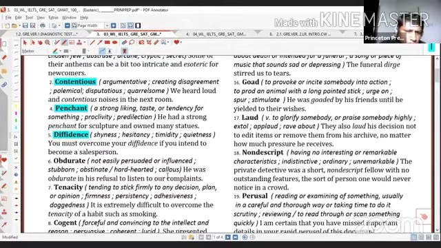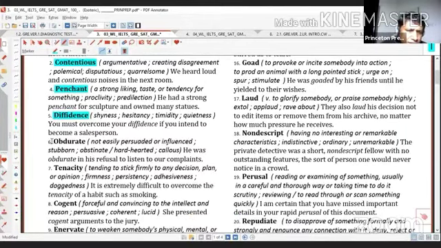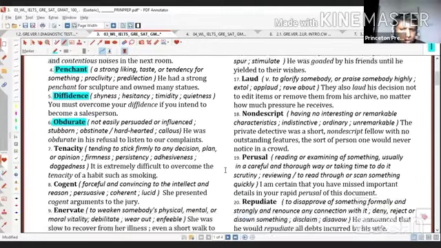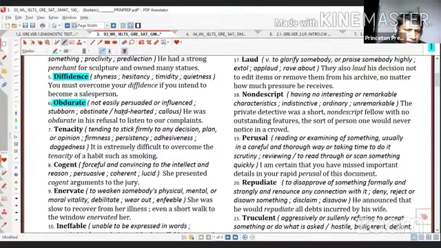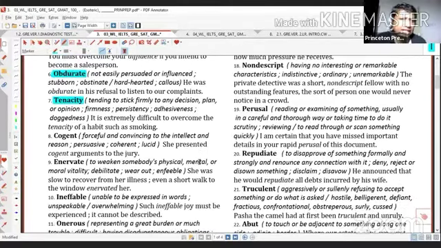Obdurate, not easily persuaded or influenced. Obdurate, to be অবাধ্য type. Stubborn, obstinate, hard-hearted, callous. He was obdurate in his refusal to listen to her complaints. Obdurate মানে অবাধ্য. Tenacity হচ্ছে কোনো কিছু লেগে থাকার যে tendency, tending to stick firmly to any decision, plan, or opinion.